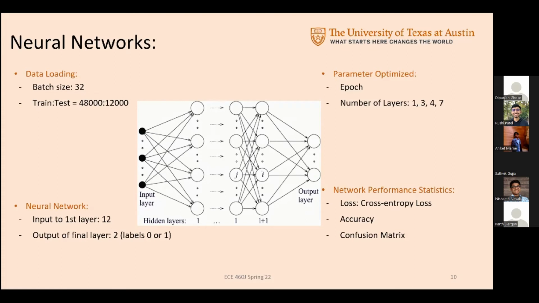And we simulated different numbers of hidden layers with different parameters, as well as optimizing the epochs for each of the networks. Once we did that, we saw the network performance through cross entropy loss. We also measured the accuracy and looked at the confusion matrix so that we can compare each network with each other.